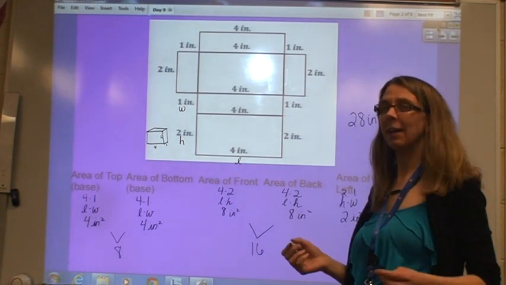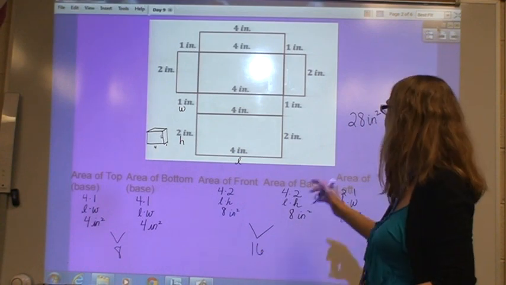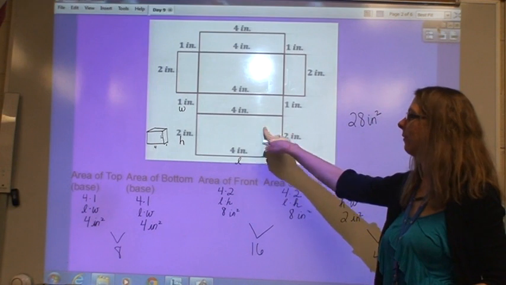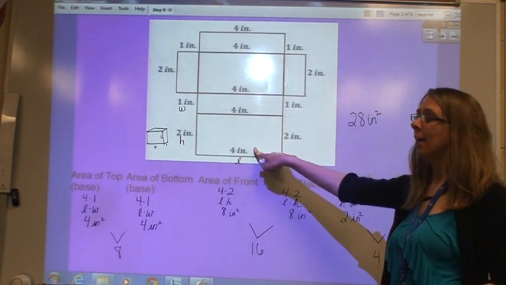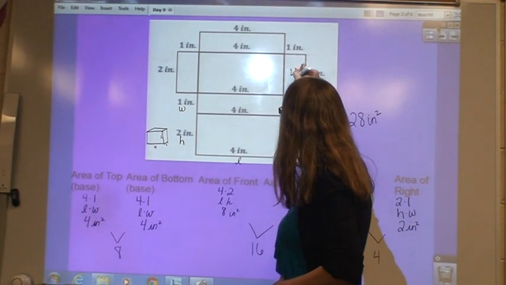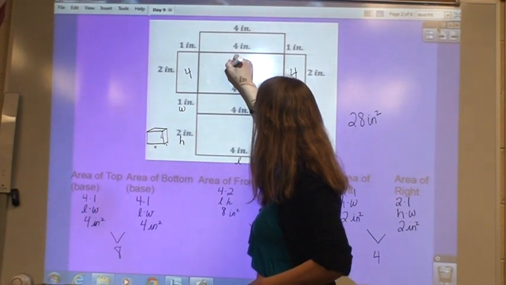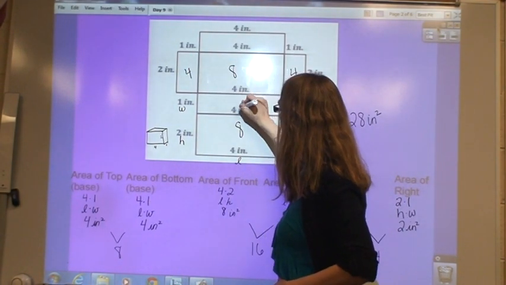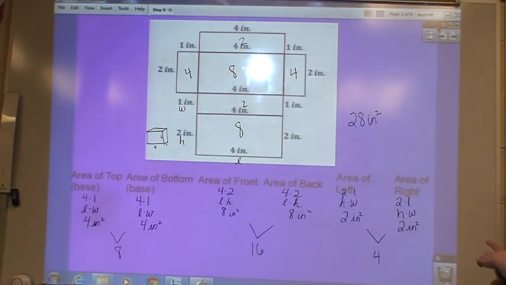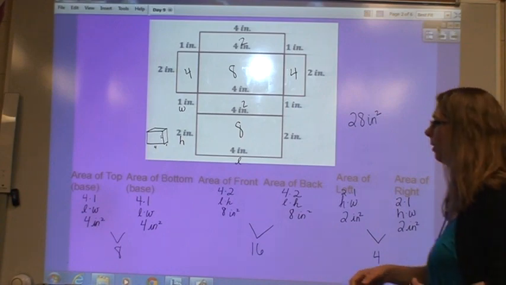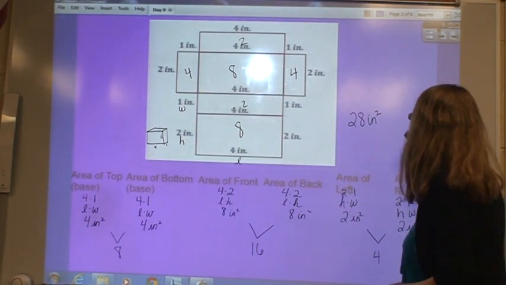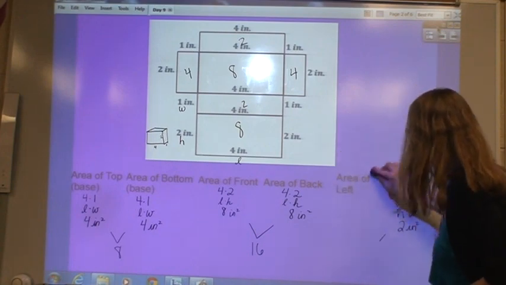Now remember, when I'm finding surface area, I'm adding all the surfaces up. That's why I'm adding and not multiplying these. I'm only multiplying when I'm trying to find just the area of the two. Once I have area, I'm just adding it all up, because I ended up with 4, 4, 8, 8, 2, and 2. We're going to do one more that you have to fill out in the table, and then we'll move to what formula we can use to make this even easier on ourselves.